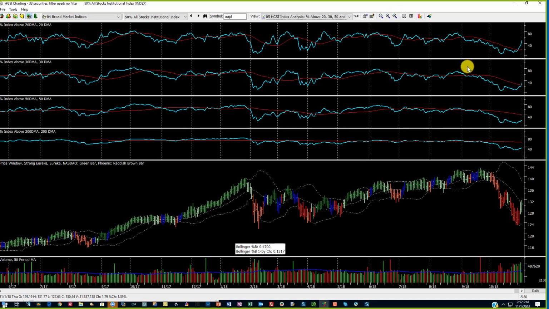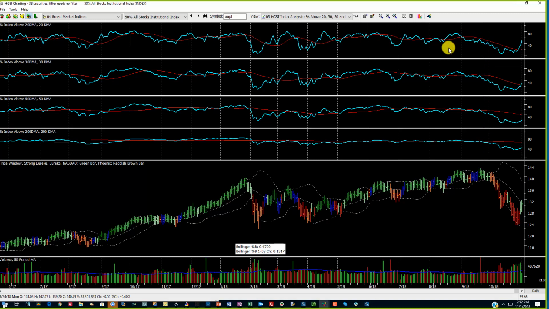What I want to point out here, and I pointed this out on the board, you can see that the institutions, this is clear back here at the beginning of September. If you look at this line right here, you can see that this crossed below the moving average. So stocks were deteriorating clear back here in September, both on the percent above the 20 and above the 30 and above the 50, and ultimately the 200 went below its moving average too.